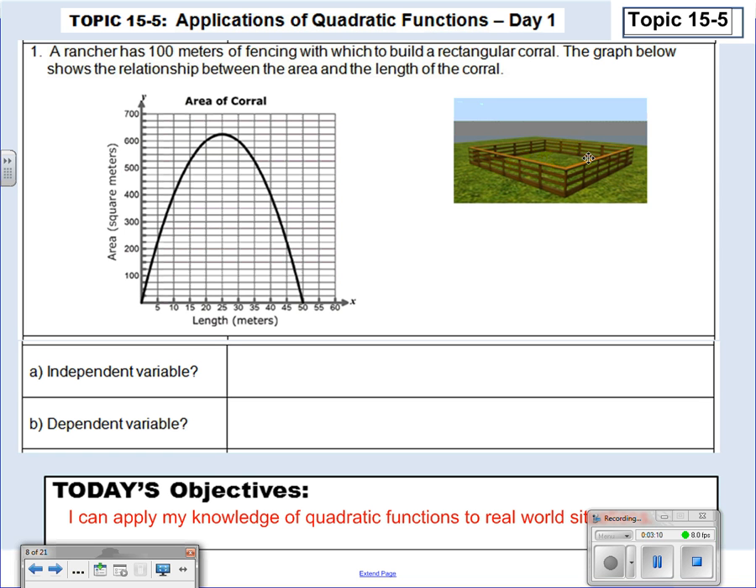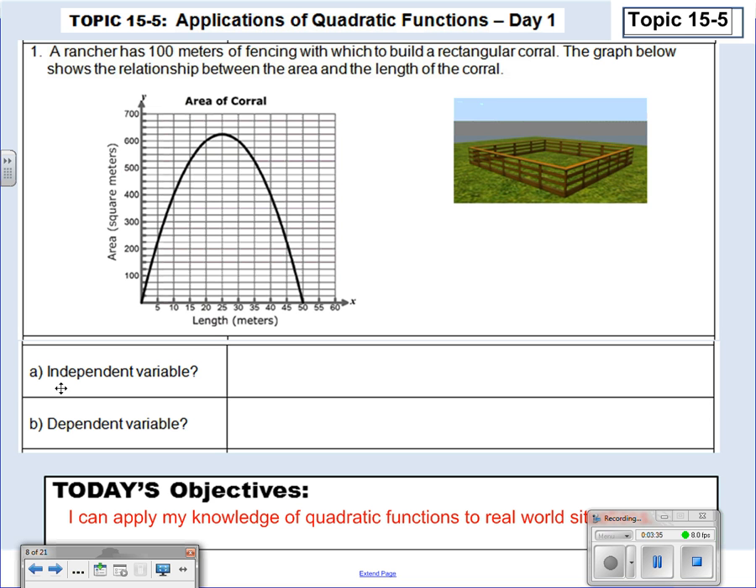The area is what's inside, and so our graph represents how much area we have inside this fence compared to the length of the corral itself. So the length is just one side. We have a length and a width, and we're going to deal with the length. Length in meters is on our x-coordinate. Area in square meters is on our y-coordinate. You see a nice parabola going up. It does have a maximum point.